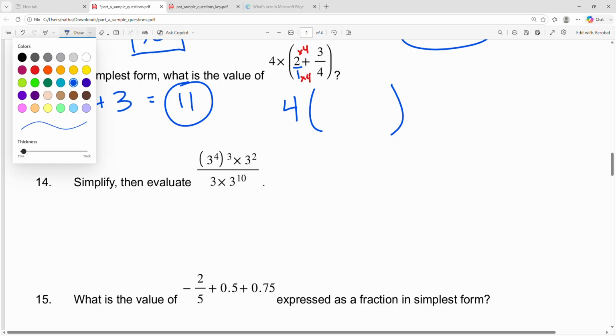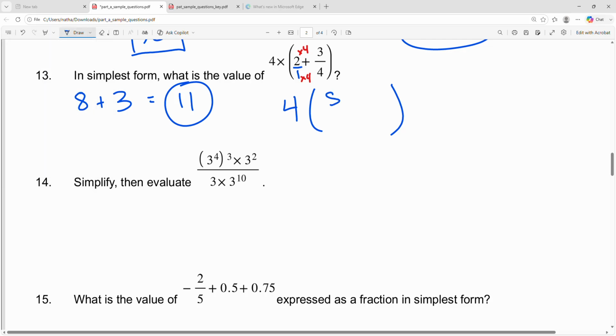That's going to give me 2 times 4 is 8. 1 times 4 is 4. So now I have this. Okay, so now I can add these. Now I've got 4 times 8 plus 3, 11 over 4. Now I've got a similar situation as before when I multiplied my 4 to my 3/4.